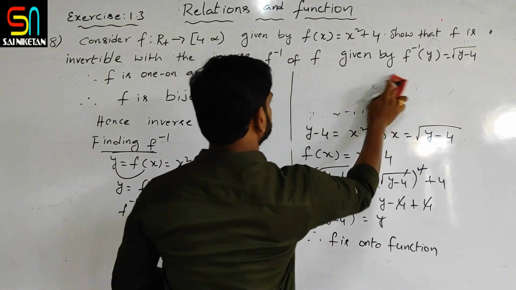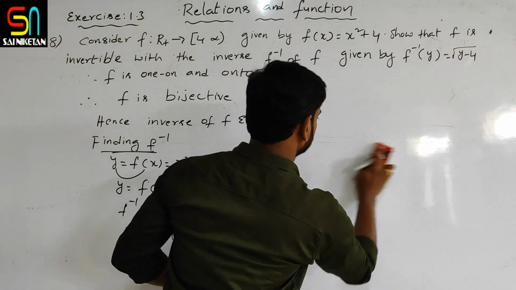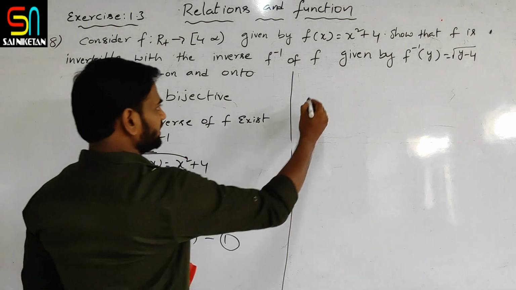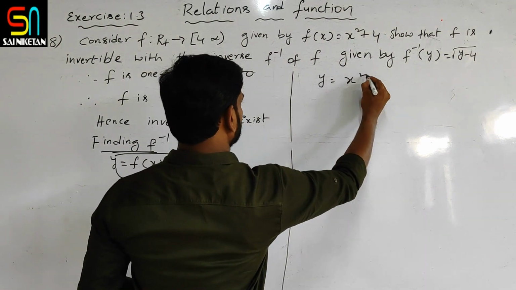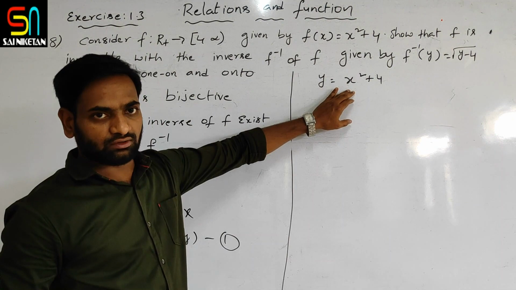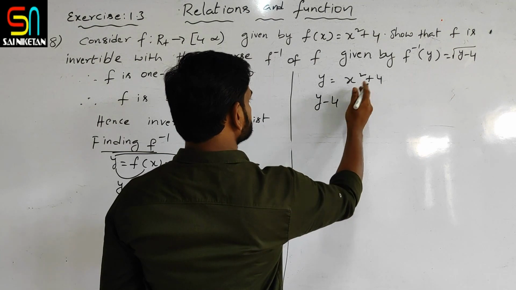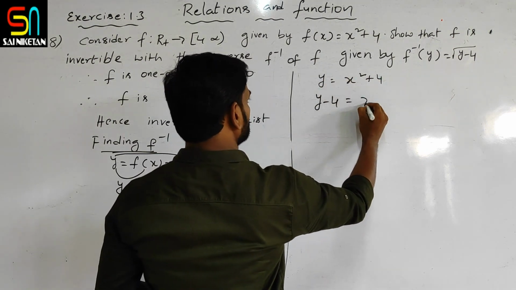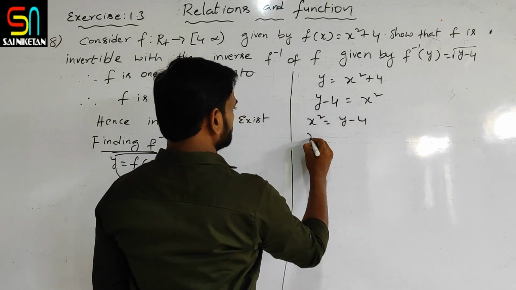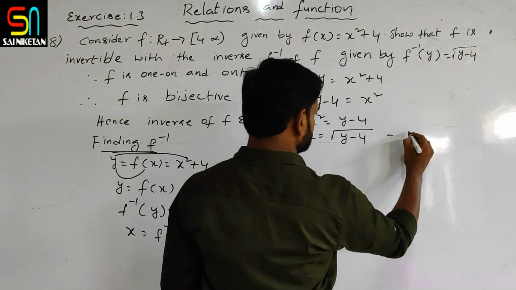Next, take these two functions. That is y equal to x square plus 4. Now, from this expression, find the x value in terms of y. That is y minus 4 equal to x square, or x square equal to y minus 4. From this one, x equal to root of y minus 4. I am saying it is expression 2 or equation 2.